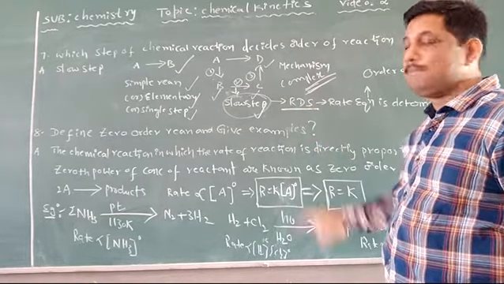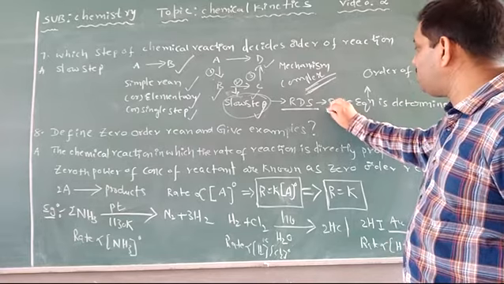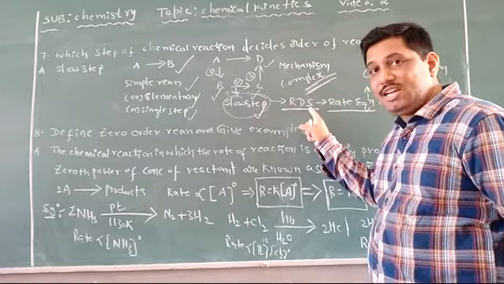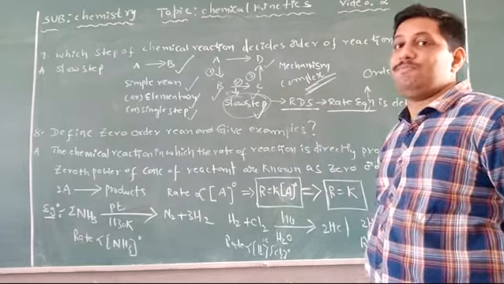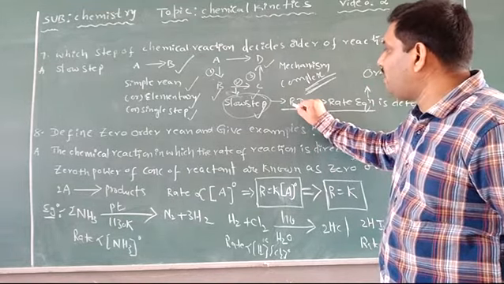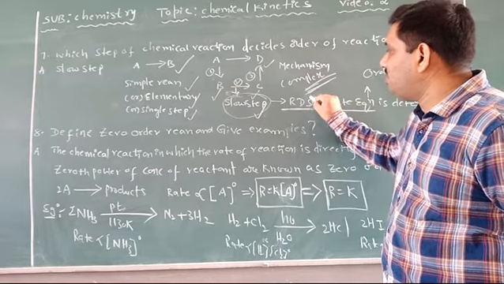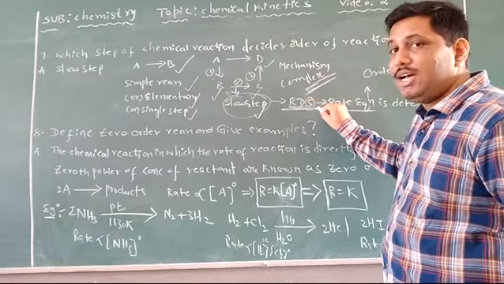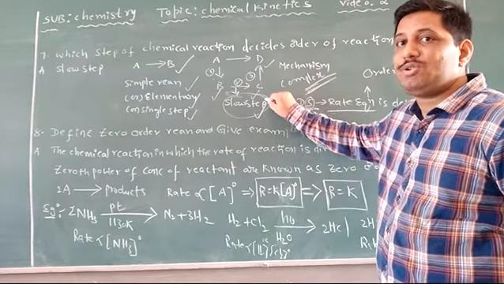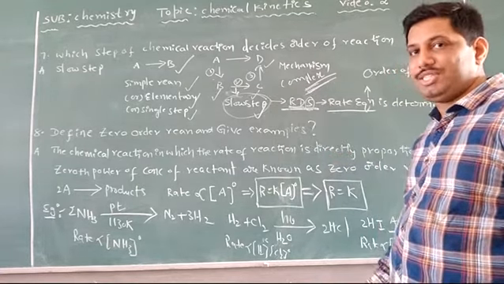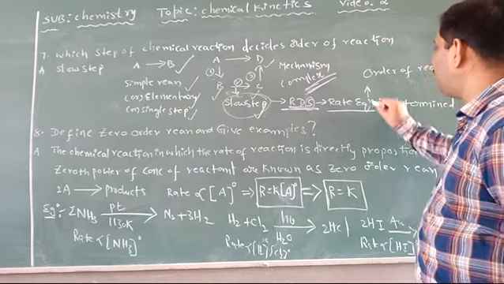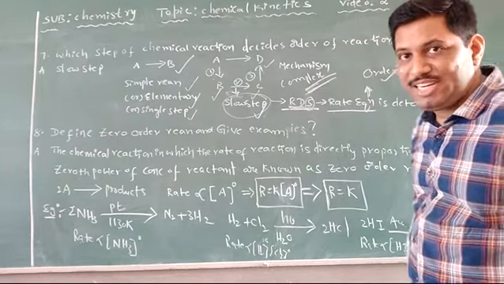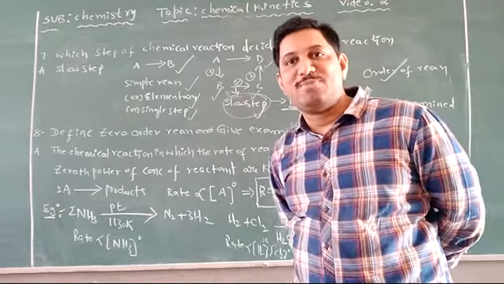From the rate determining step, the rate equation can be determined. That word gives the meaning. The step that can be used to determine the rate of the reaction is known as the rate determining step, which is the slowest step. Next, from the rate equation, the order of the reaction can be determined.